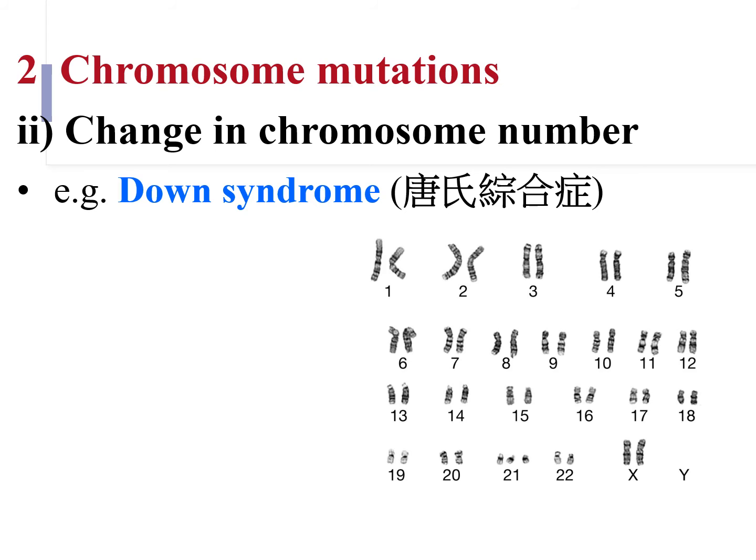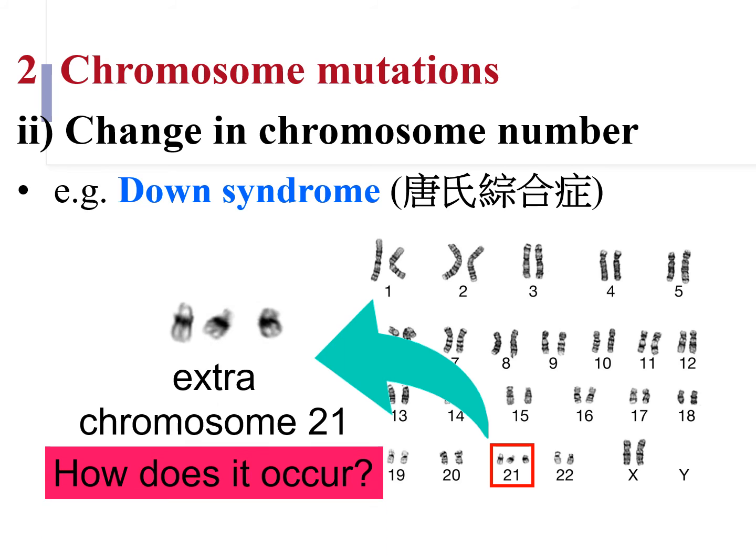Besides changing the chromosome structure, such as by deletion, duplication, and translocation of chromosomes, a change in chromosome number can also be another type of chromosome mutation. A very typical disease is called Down syndrome. Down syndrome is caused by a change in chromosome number 21. People who have Down syndrome have an extra chromosome number 21.